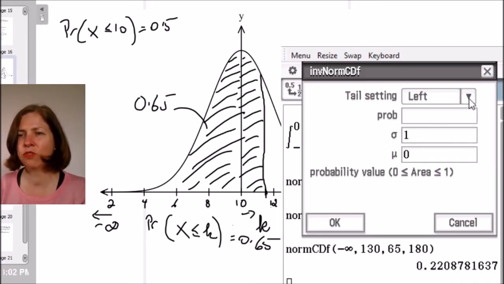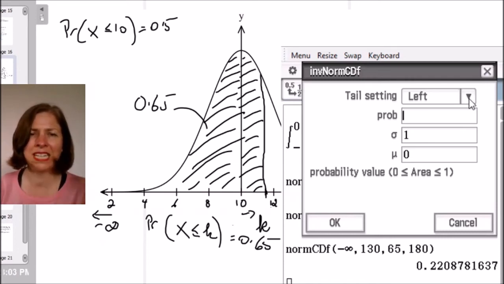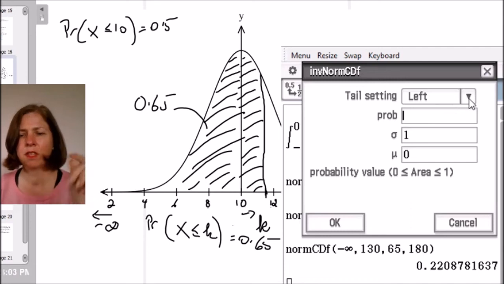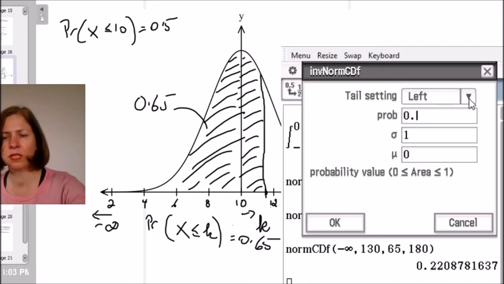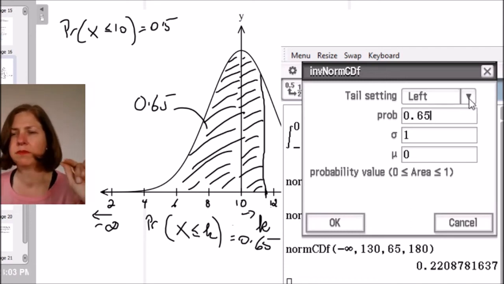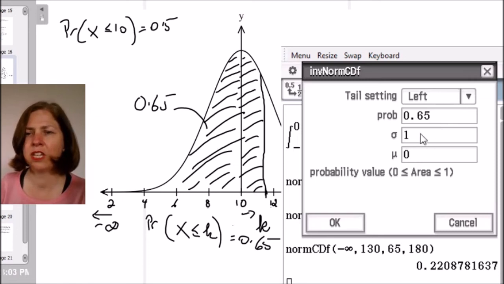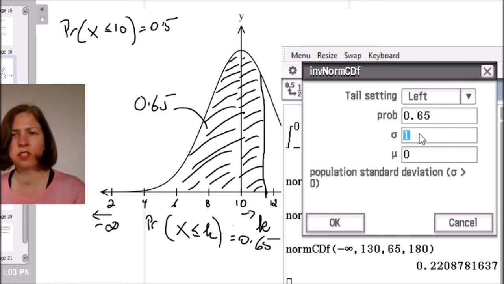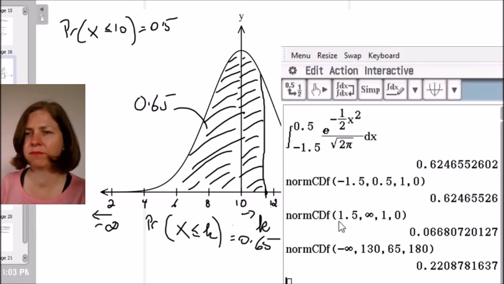My tail setting is already on left, and that is what I want because the values that I want, the probabilities, are to the left of k. The probability that I'm looking for is 0.65, and I need to change my mean and standard deviation. So my standard deviation is 2 and my mean is 10, and I hit OK.